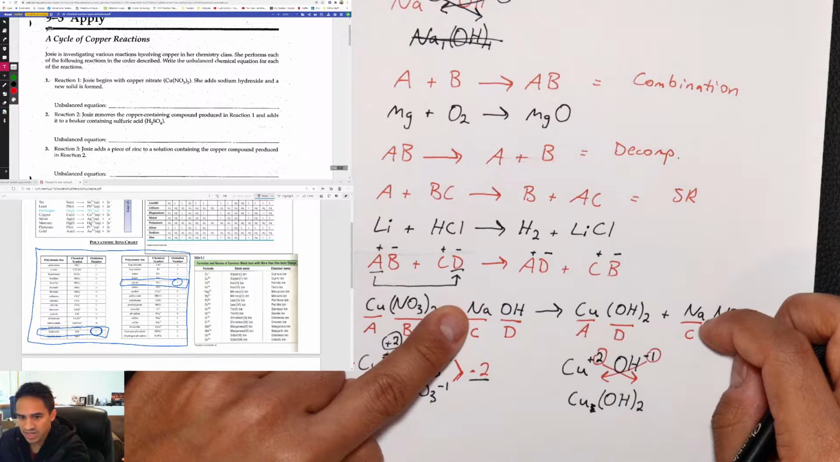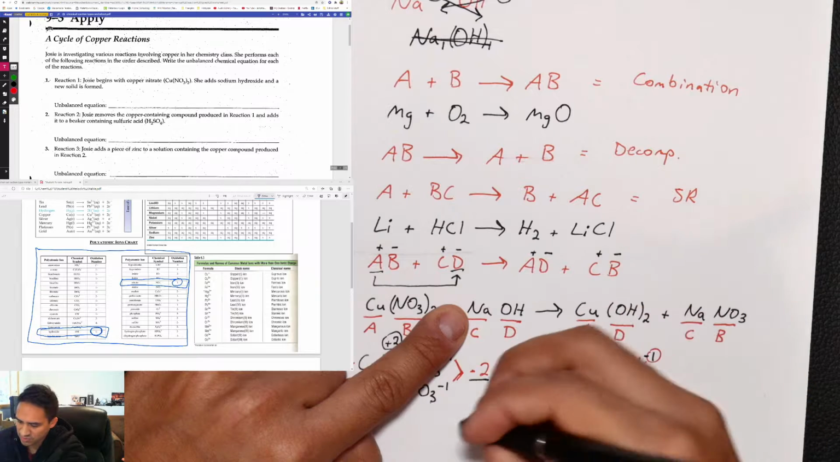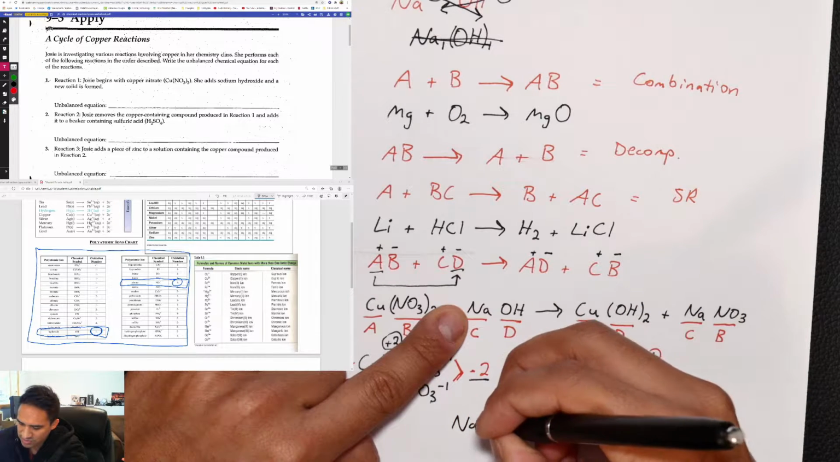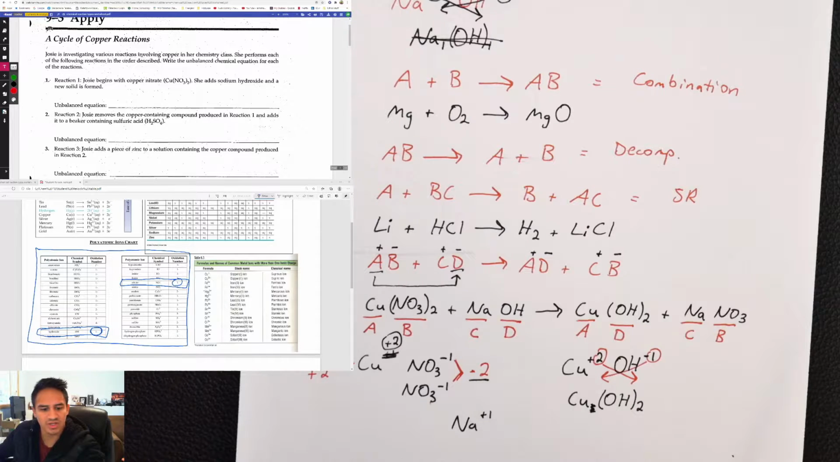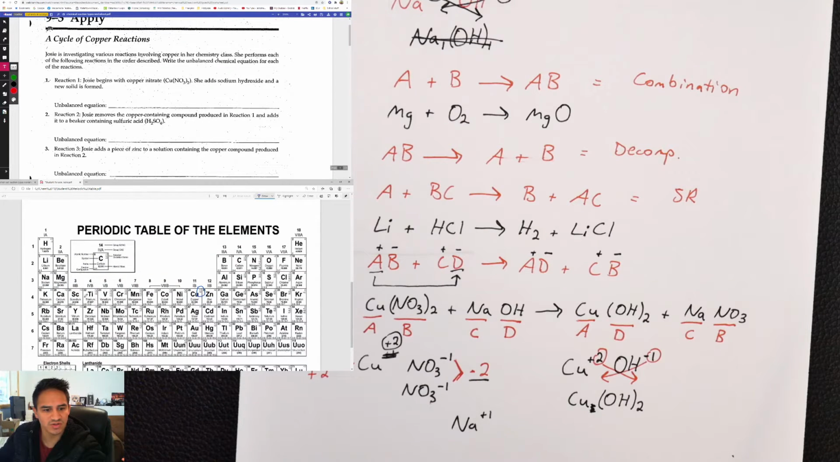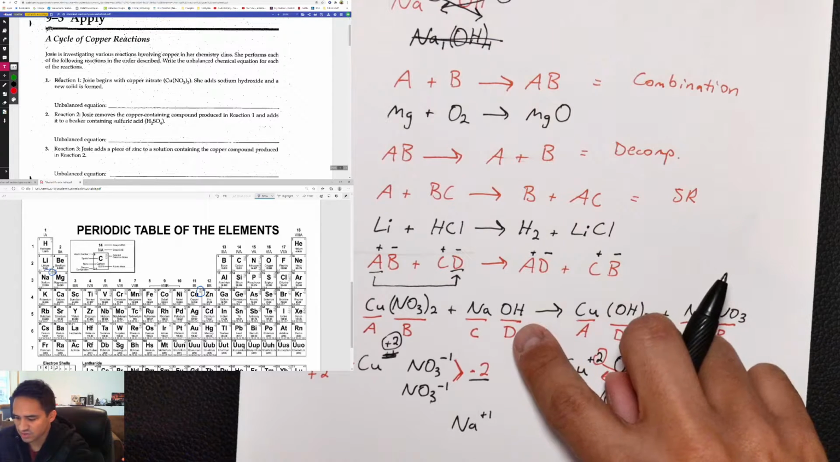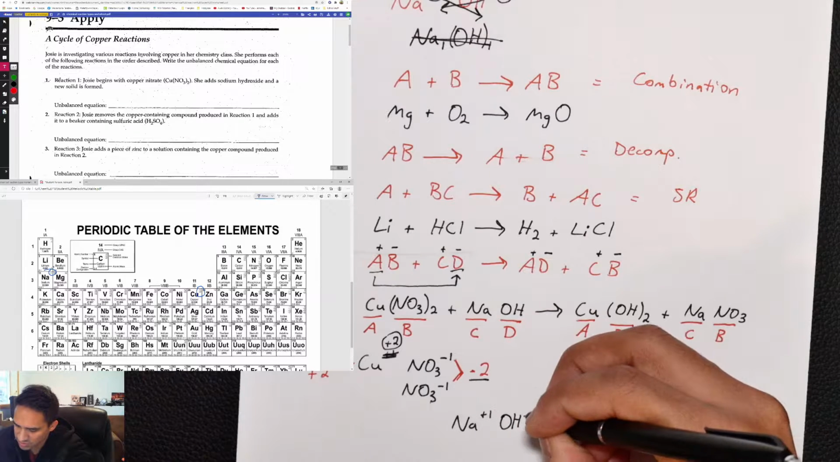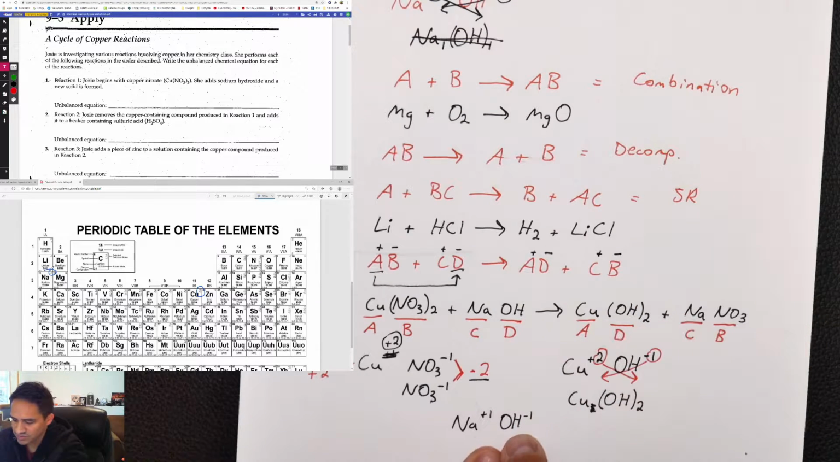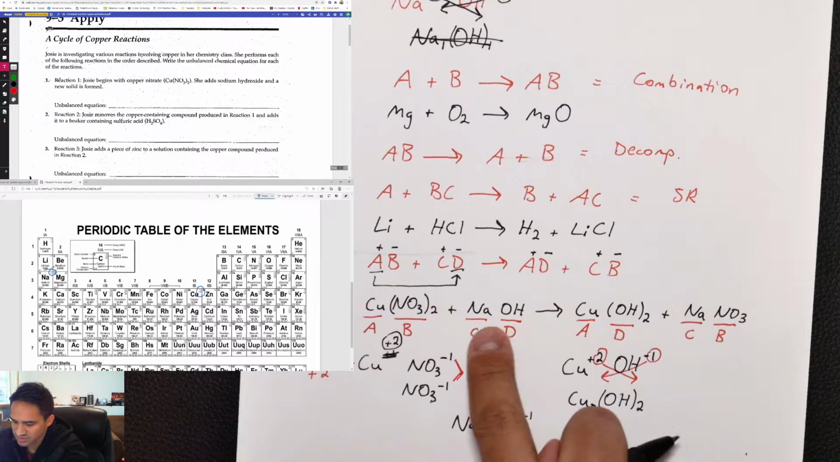For sodium, Na, sodium is Na and has a charge of +1. Again, we saw this already when we were looking at our periodic table, but sodium is found right here, and there's the charge right there, +1. And then hydroxide, which we just looked up, is OH, has a charge of -1. So these just go together. That's how I get this.